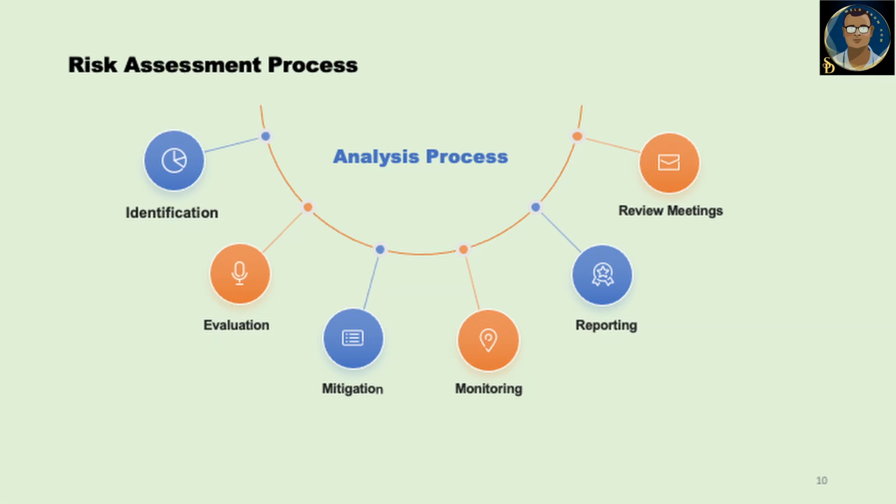Now, the risk assessment process, in short, with a diagram you can see: first identification, then we evaluate the risk, then we mitigate the risk, then we monitor the implementation, and then we report finally. And then we have a review meeting again to confirm that these risks are already done and a solution is made. Now it is time for the new risk assessment.